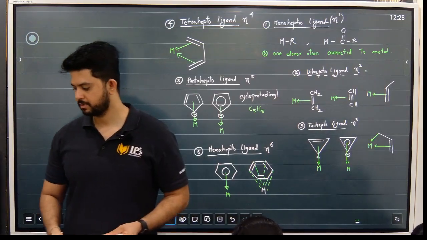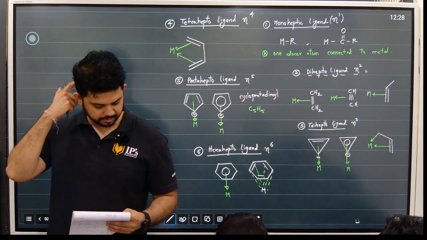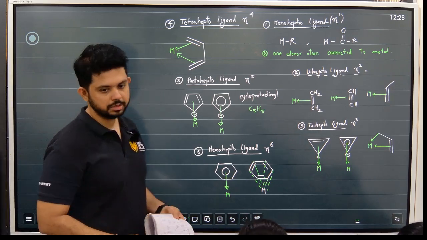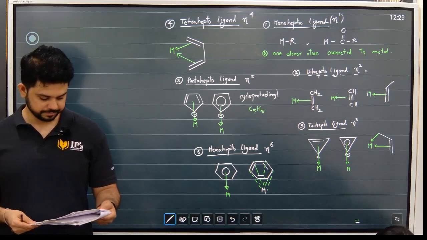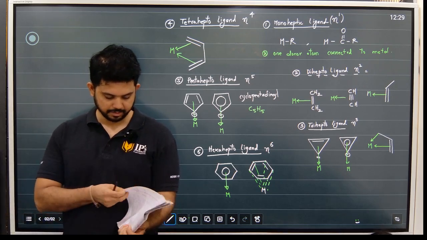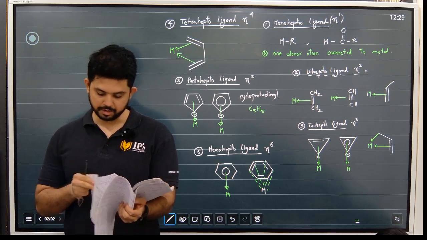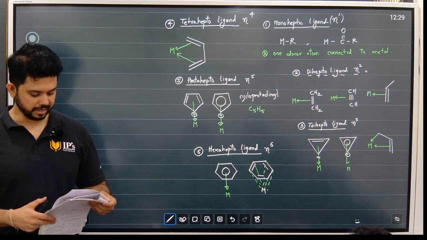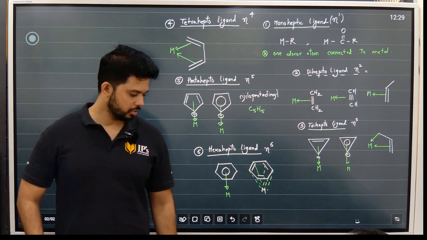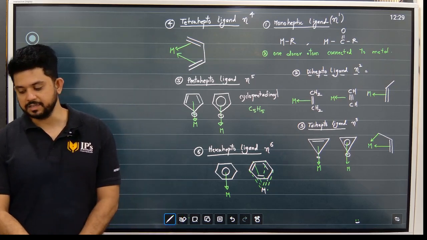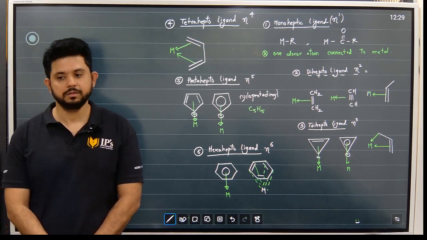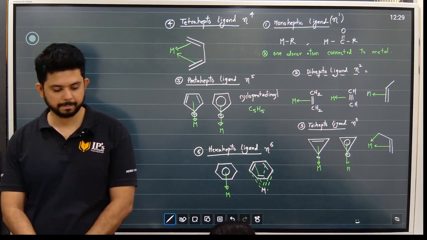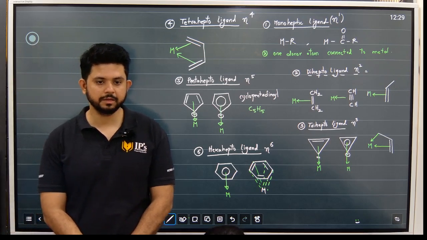Please write down, based on the nature of metal carbon bond, OMCs, organometallic compounds, are further classified as first, sigma bonded, second, pi bonded.